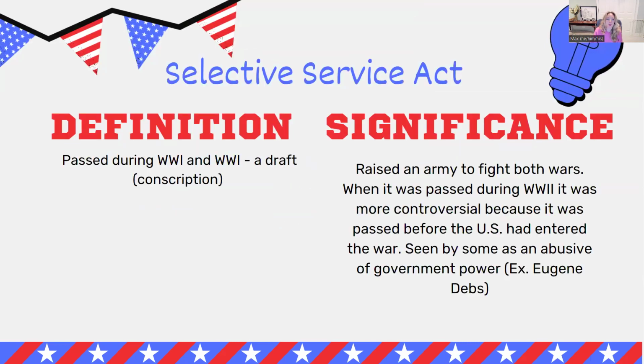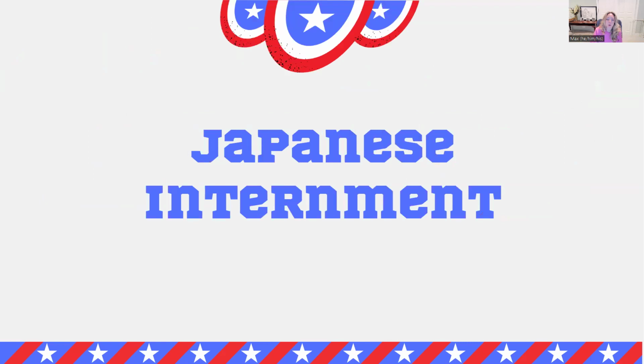Selective Service Act. Passed during World War I and World War II, that should say, a draft, also known as conscription. This raises an army to fight in both wars, so it helps make the difference of winning. When it is passed during World War II, though, it's notably more controversial because it was passed before the United States had actually entered the war. So it was the first peacetime draft, and some people saw that as an abuse of power, i.e. Eugene Debs.